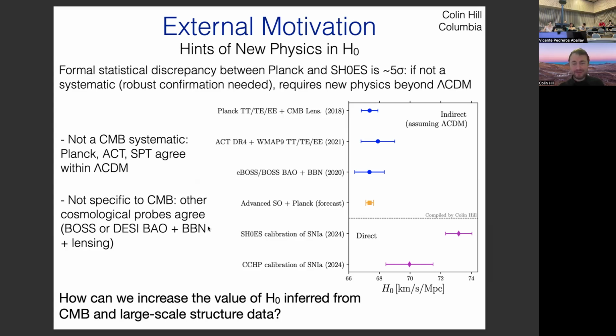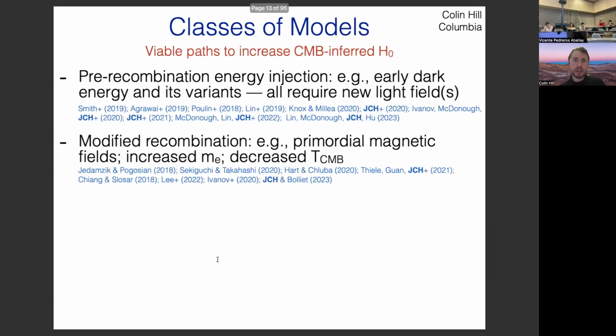But for the purposes of this talk, what we should think about is whether there is some kind of new physics we could introduce in the early universe that would lead to a higher value of H naught from the CMB and large-scale structure data. There's been a huge amount of activity to try to come up with such models. I'll just give you a taste of a few of these.